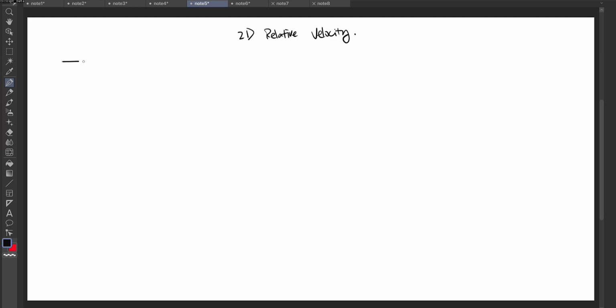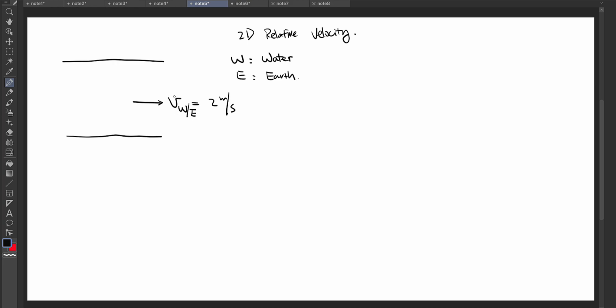Let's say there's a river, and the water in the river is flowing with velocity. So let me call water W, with velocity, let's say, 2 meters per second in this direction. When I say that, this velocity is measured with respect to the Earth, so E is for Earth. It's this way, right? Now let's say there's a boat.